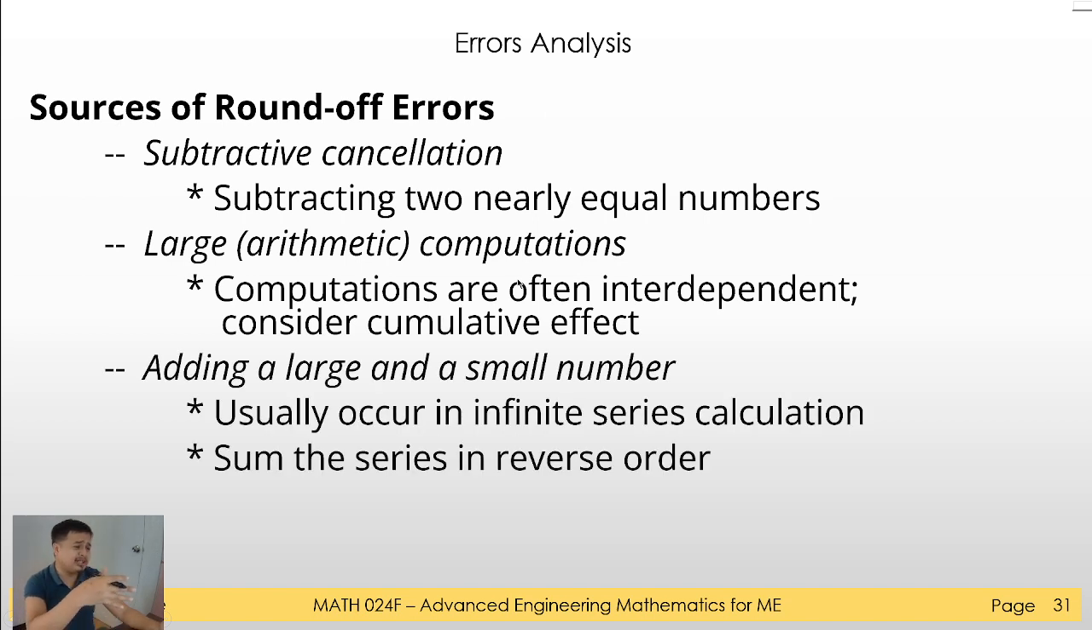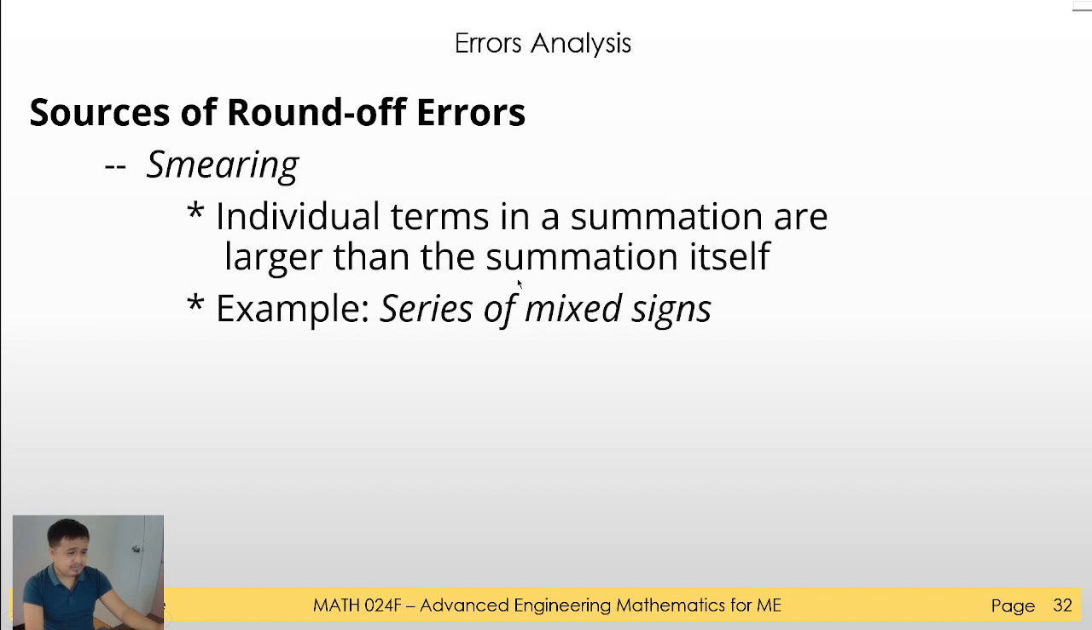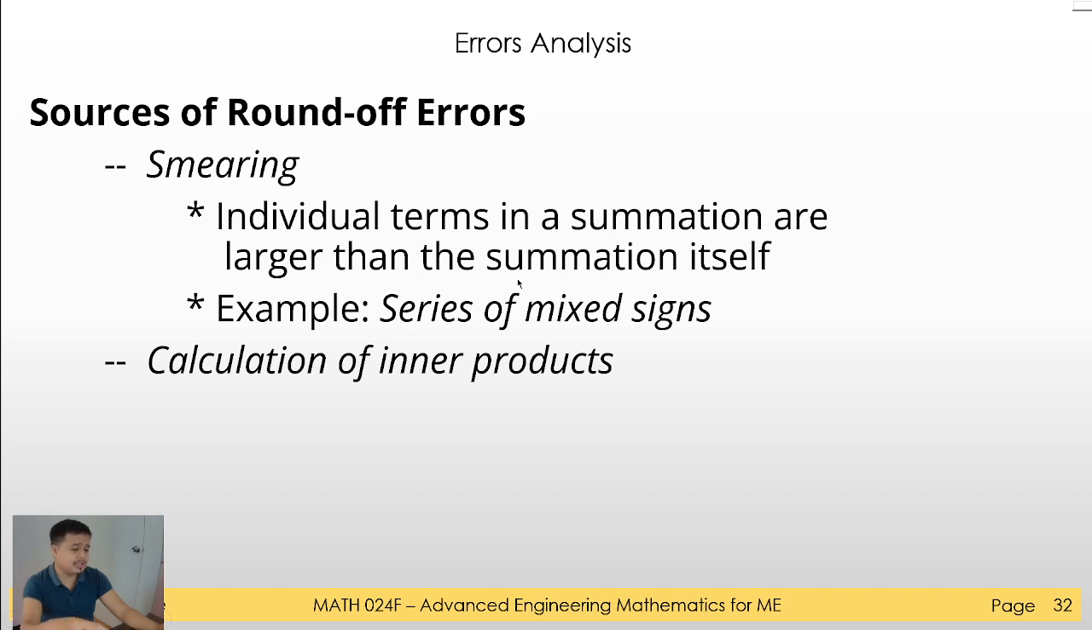And then let's say we want to add a large number with a small number. Sometimes the small number will not get considered since it approaches 0. So let's say you add 1 billion with 0.01. The 0.01 will be approximately 0 when we add these two numbers. And then smearing: when we have a power series or an infinite series that we truncated, usually there is a problem of instability. The solution will oscillate. And then the calculation of inner products, basically your dot products: if you have a large arithmetic computation, you will introduce a lot of cumulative errors.